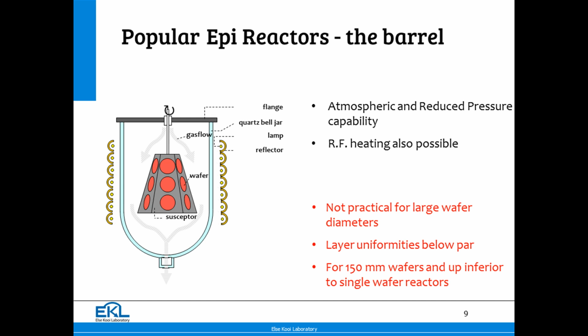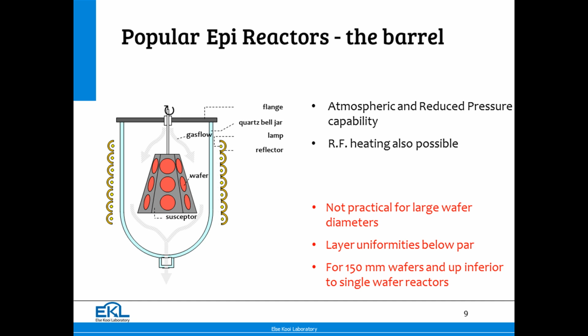This one is running at atmospheric pressure, also reduced pressure is possible due to the shape of the bell jar, and heating by either infrared tungsten halogen lamps or by an RF coil around the bell jar. We used this one for some 15 years intensively, say from 74, 75 to 1990 about. Not practical for large wafer diameters, because when the wafer diameter expands you get less and less faces on your pyramid and your capacity shrinks.